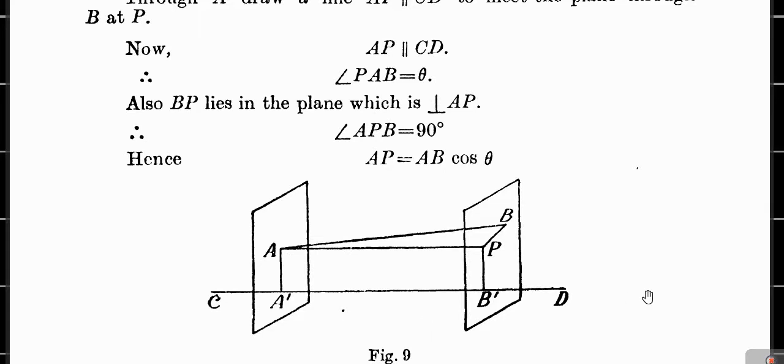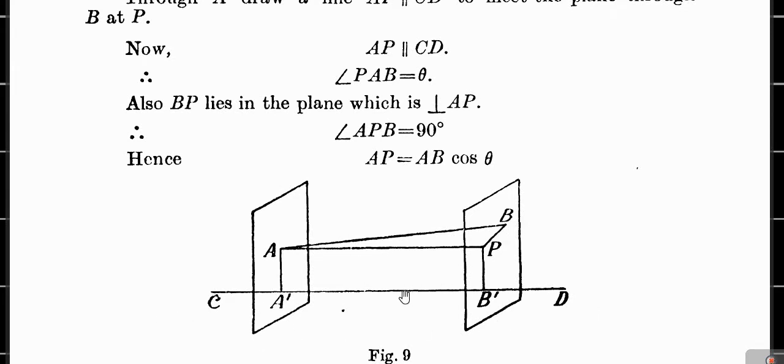Therefore, in this theorem, we have to obtain the length of A'B'. Our target is to obtain the length of A'B', which is actually the projection of segment AB on the line CD. So for that purpose, we draw a line which is parallel to the line CD. Suppose that line is AP, which passes through the point A and is parallel to the line CD. It is given that the angle between lines AB and CD is theta.